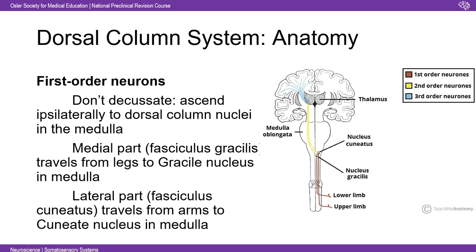So just the anatomy to recap of the dorsal column system. The first order neuron, which is the actual sensory neuron itself, doesn't decussate, and it doesn't form a synapse until it gets to the medulla. So it goes straight into the spinal cord, ascends on the same side, which is really important, and it goes to the dorsal column nuclei.